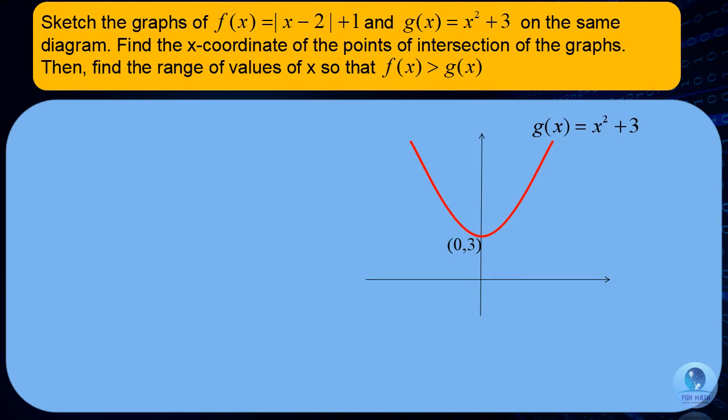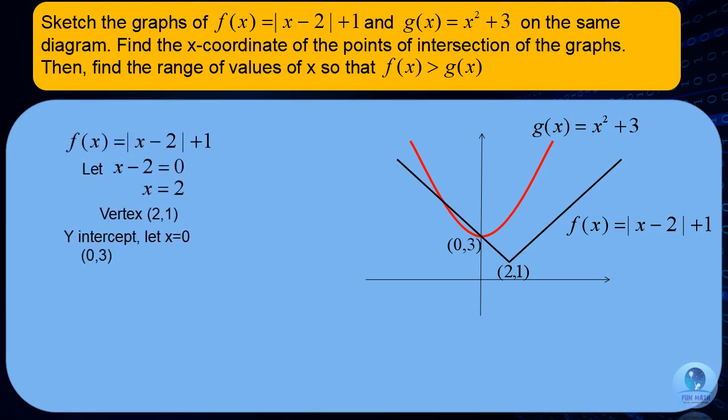First, you need to sketch the graph g of x equals x squared plus 3. This is a U-shaped graph with a minimum point (0, 3). Then you need to sketch the graph f of x equals modulus x minus 2 plus 1. For those who still do not know how to sketch a modulus graph, please go back to the previous video of absolute value function and learn how to sketch a modulus graph. f of x is a V-shaped graph with a vertex (2, 1) and a y-intercept of (0, 3).